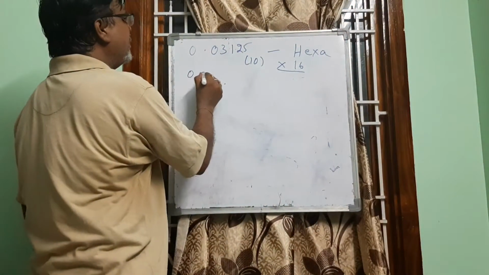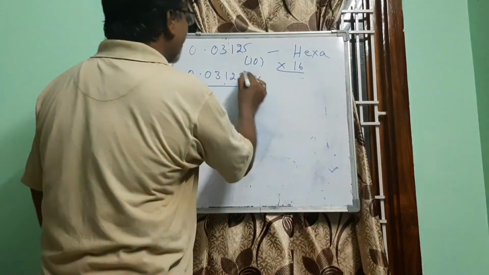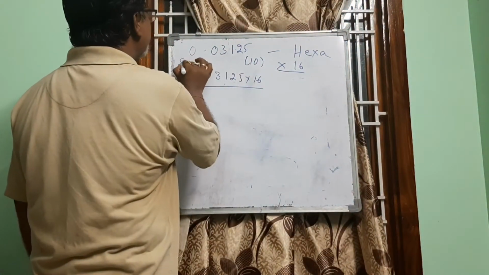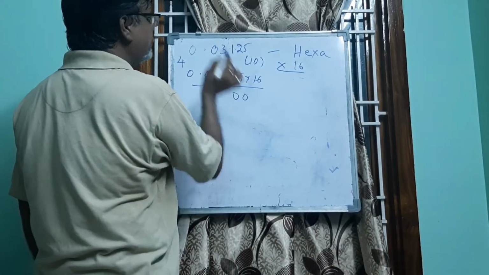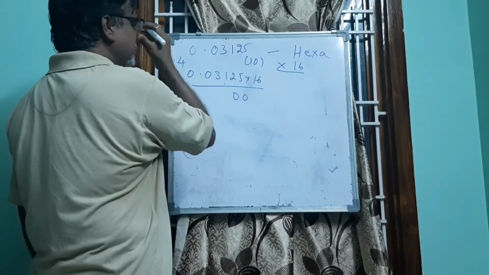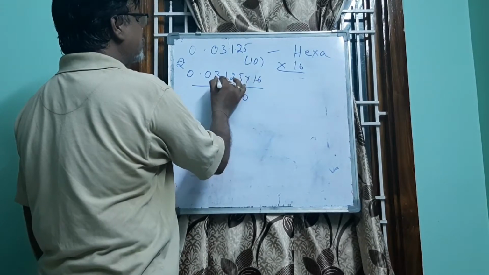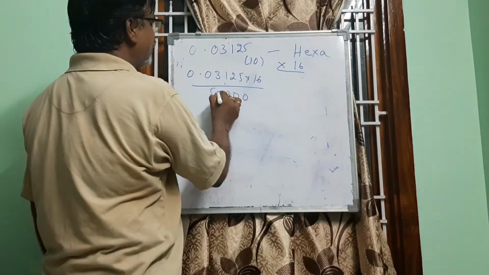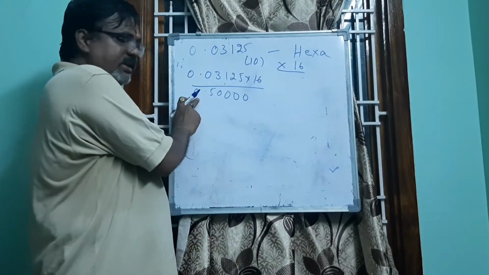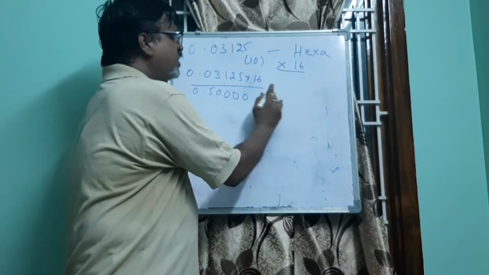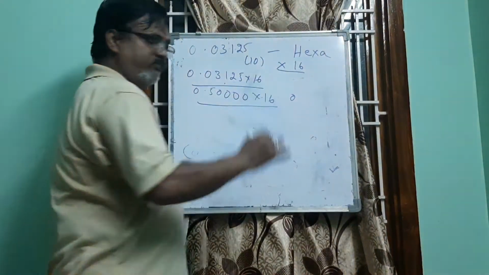So 0.03125 into 16: 16 times 5 is 80, 16 times 2 is 32, so 0.5. 16 times 3 is 48. Okay, so this is what we got. So here what we got, integer number 0 only. So you write 0 as the integer value here and then perform this again.